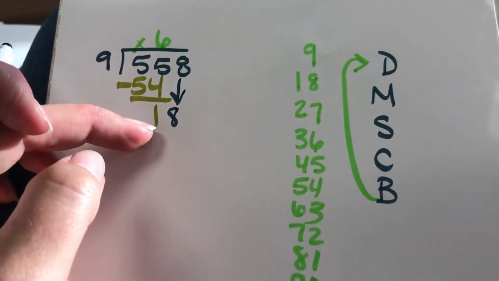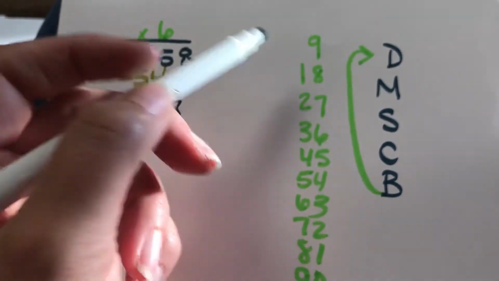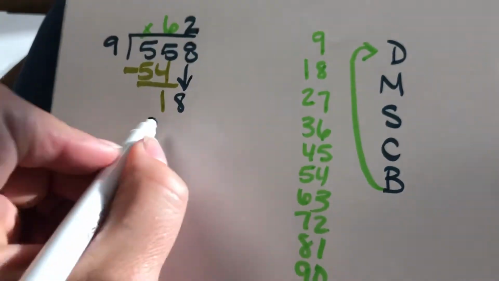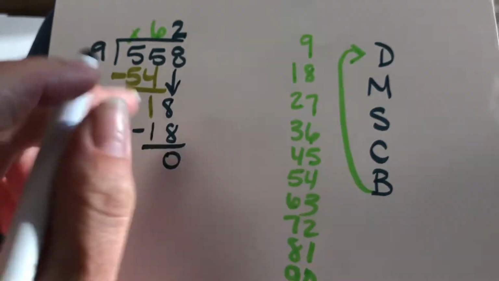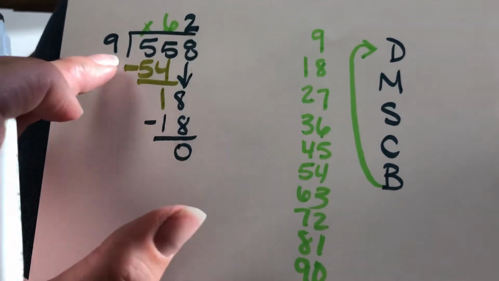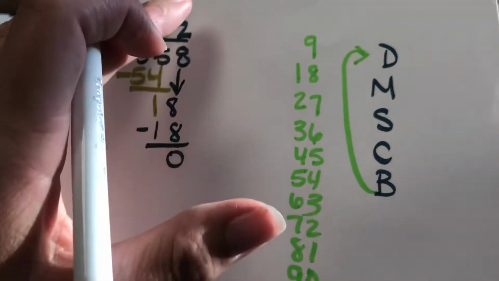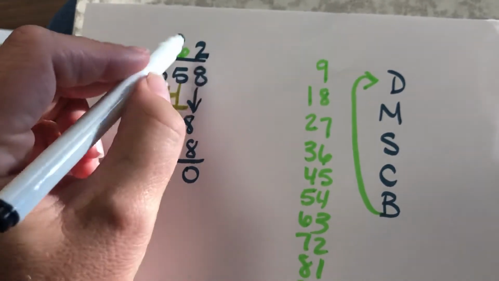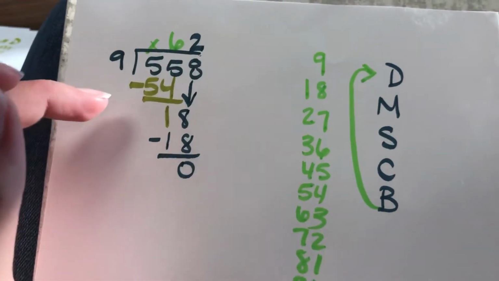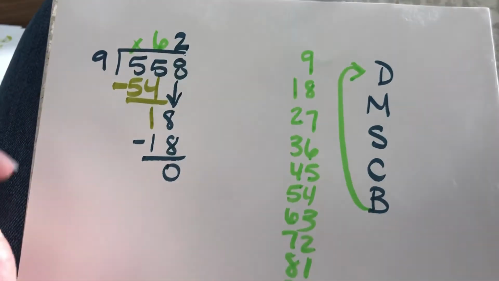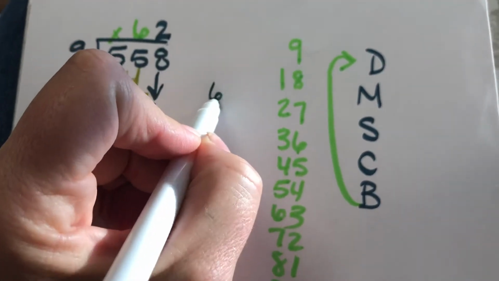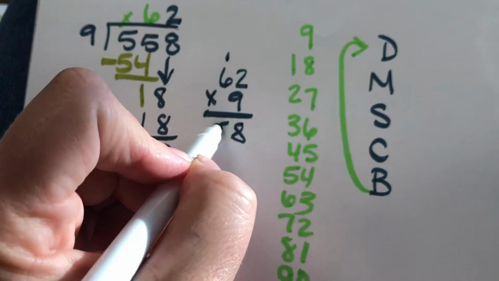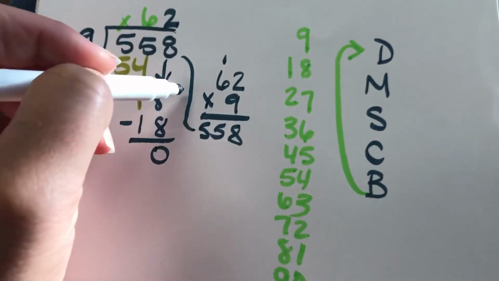Can 9 go into 18? Can I make a group of 9? Yes, 2. So that's the divide step. Multiply 2 times 9, 18. Subtract, compare. I have 0 left. I can't get a group of 9 out. I'm done. I don't have to bring down. So my answer: no hundreds, 6 10s and 2 1s, 62, or 62 in each group of 9. I can always multiply to check: 62, my quotient, times my divisor, and I should get the dividend that I started with.